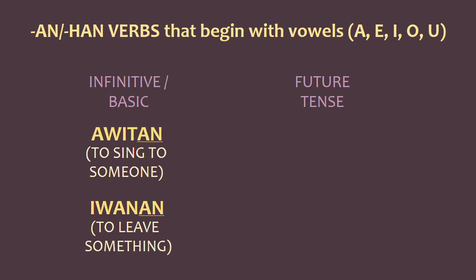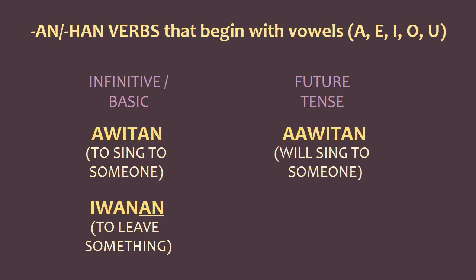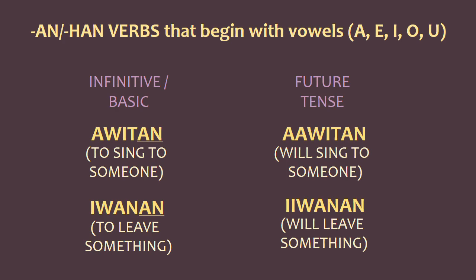And lastly, to form the future tenses, you take the first letter and then double it. Aawitan, iiwanan. Pretty simple. Now, if you've seen my other video forming the past, present, and future tenses of in and hin verbs, it is a bit similar to that.